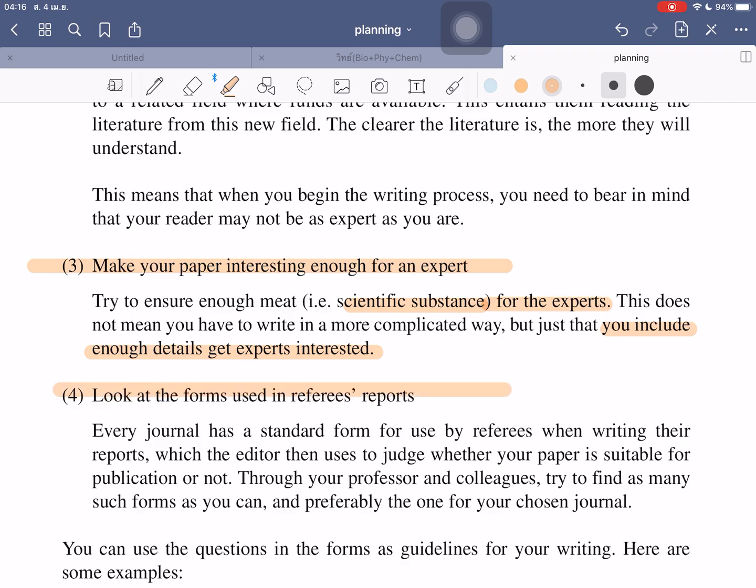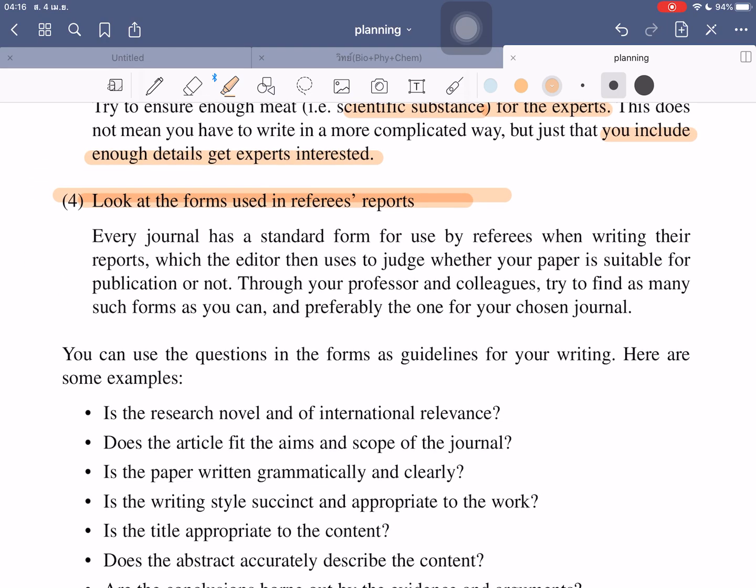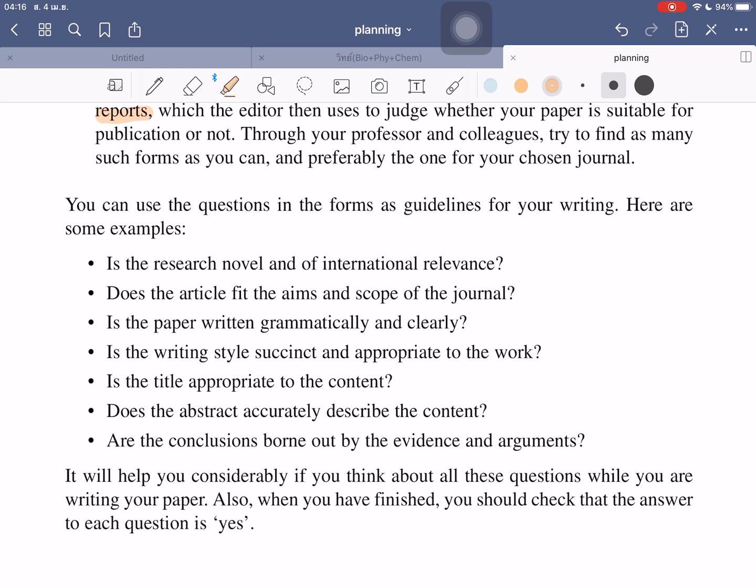Number 4, look at the form used in the referee's report. Some journals have an evaluation form. The journal has a standard form for referees to use when writing the report. You study that form, so you can make sure your paper fits into those criteria, and use the form as a guideline for your writing. Some examples of points to look at: is the research novel and of international relevance? How relevant is the research in terms of novelty and international relevance?